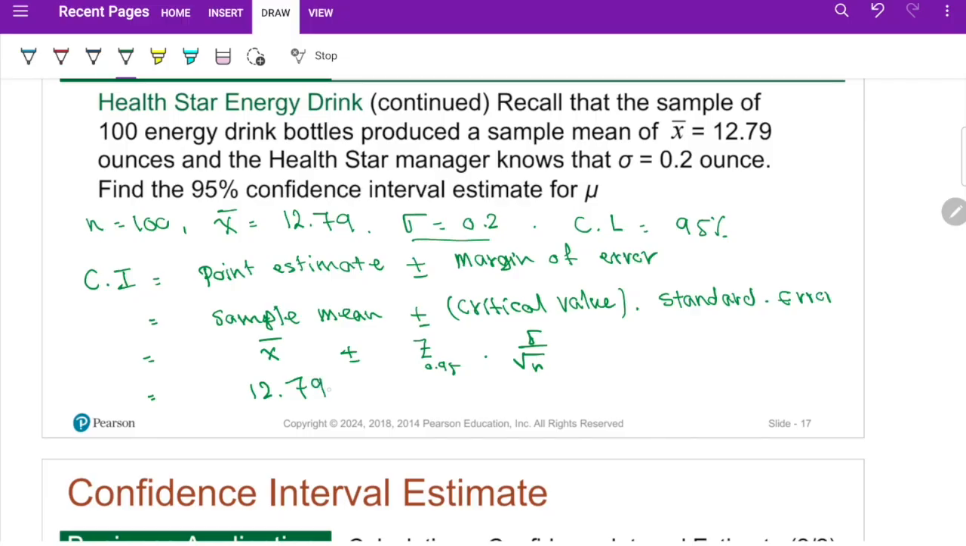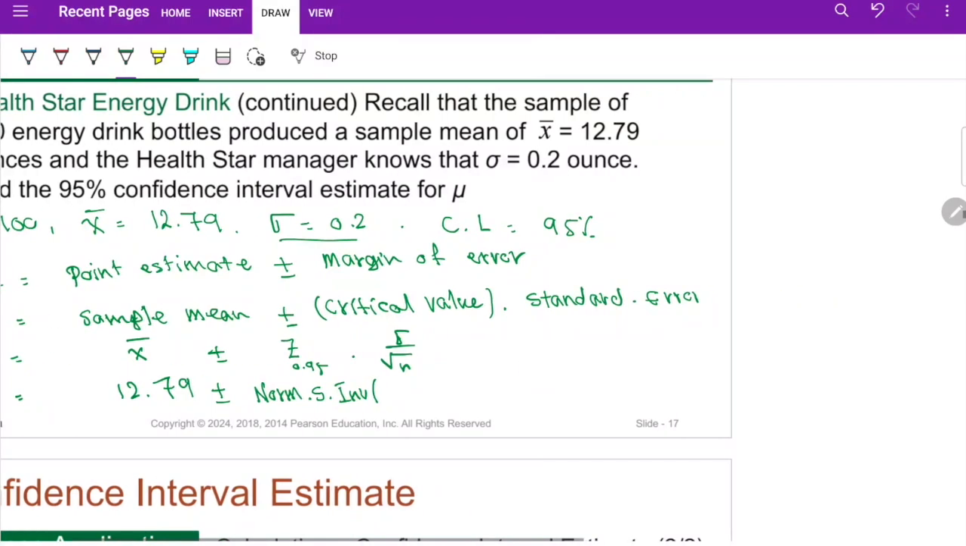I'm explaining this in detail, but you can skip all of this and go to the third step, but you have to understand what this means. For Z95, I'm going to either use the table or use Excel. Excel is norm.s.inv, or we can use Minitab. I'm going to try to do something on Minitab to show it to you.